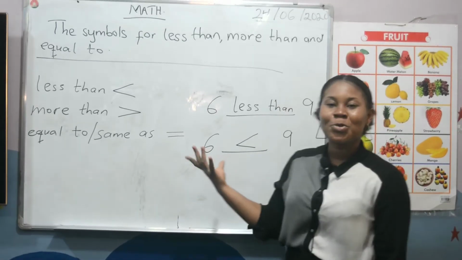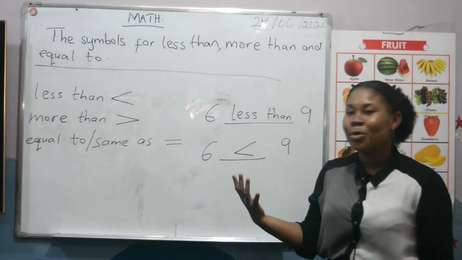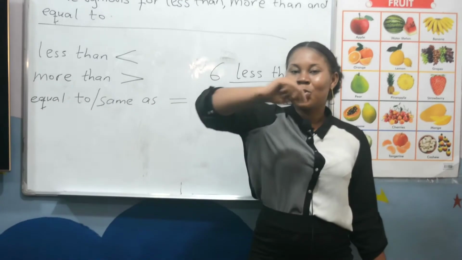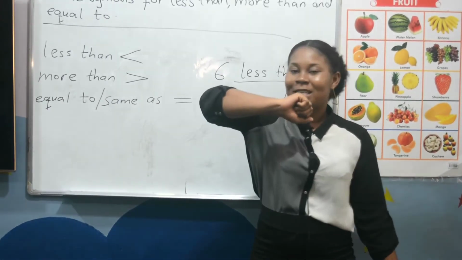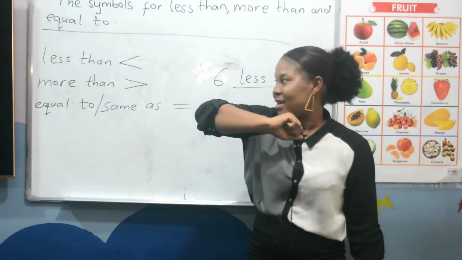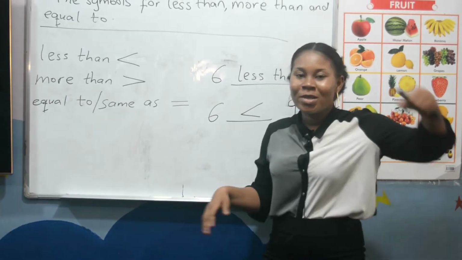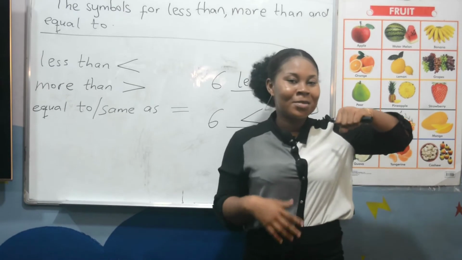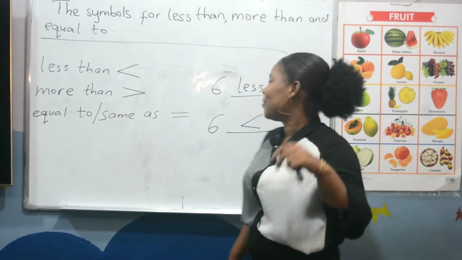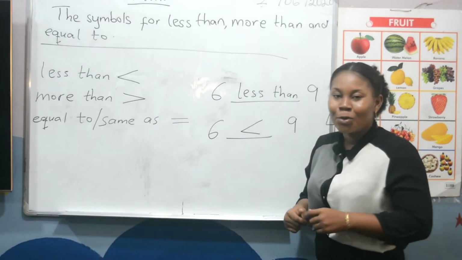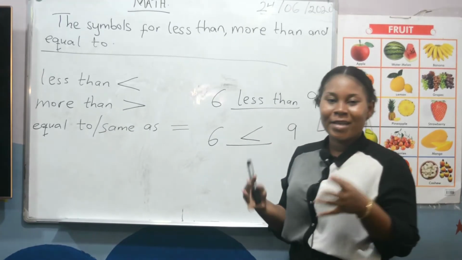So a clue to help us with our symbols. When you do this with your right hand, it becomes less than, as you can see on the board. But when you do this with your left hand, then it becomes greater than. Very good. Another example, I hope you all know the alligator.